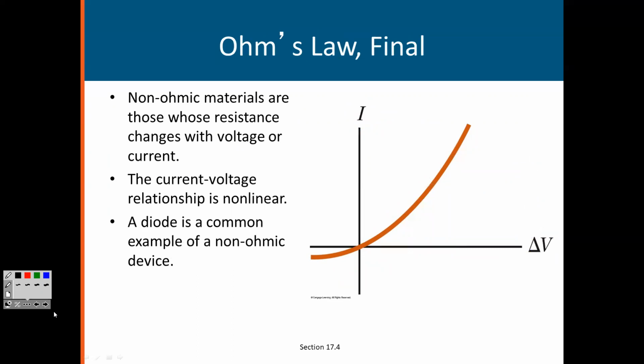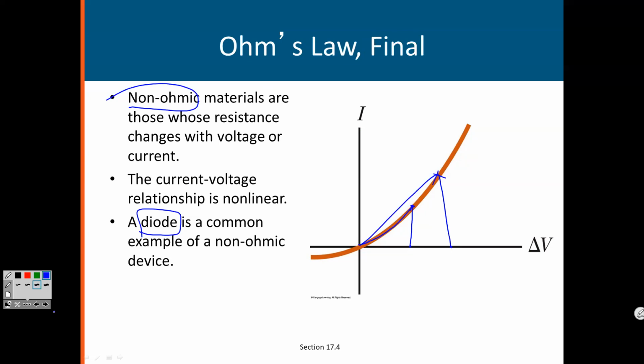Now in this graph here, it is not a straight line. It is a curve. So if you take the resistance at this point, it will have a certain resistance. As you go to another point, the resistance is decreasing, right? The slope is increasing. That means resistance is decreasing, because it's 1 over R. So this is non-ohmic, because this device doesn't have a constant value for the resistance. It's a curve. The current-voltage relationship is nonlinear. An example of a nonlinear device is a diode.